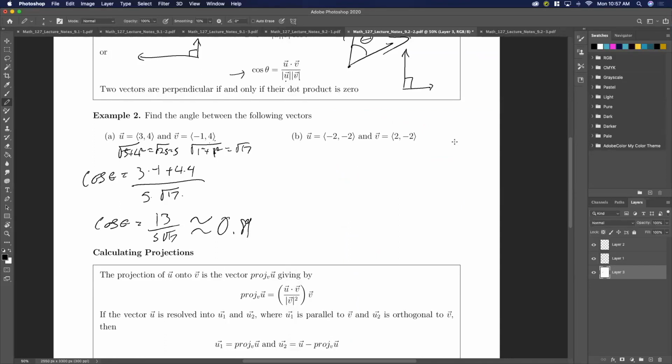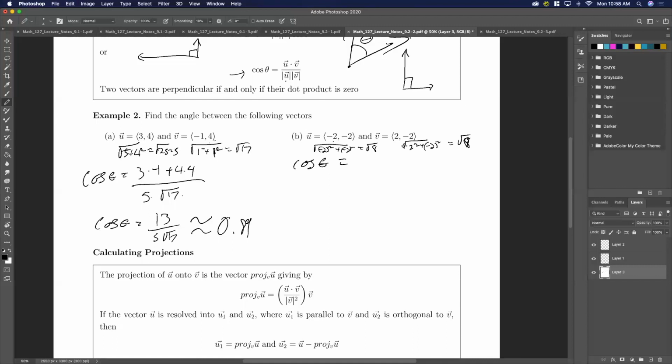Let's do one more example. This one should come out to be something very particular. So here we have the cosine of theta is equal to, let's figure out. The magnitude here is -2 squared plus -2 squared, so that's the square root of 8. Here, the magnitude is 2 squared plus -2 squared, which is equal to the square root of 8.